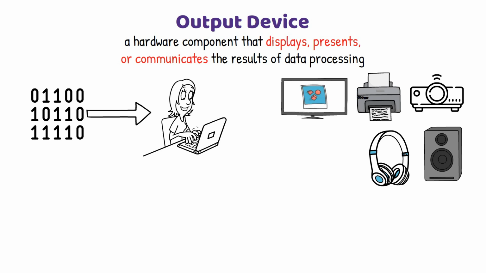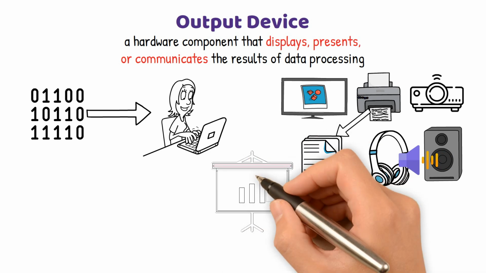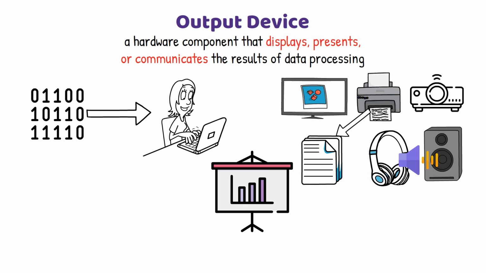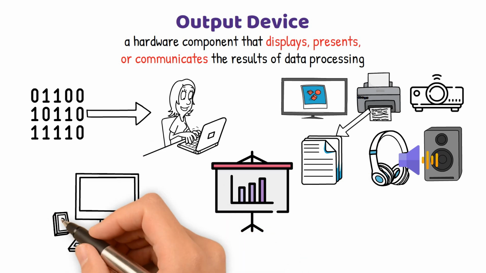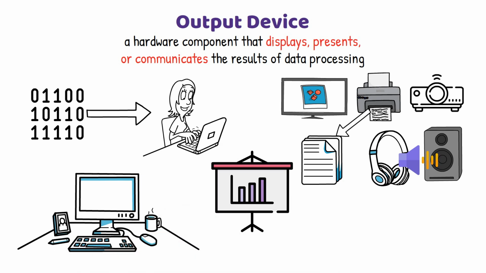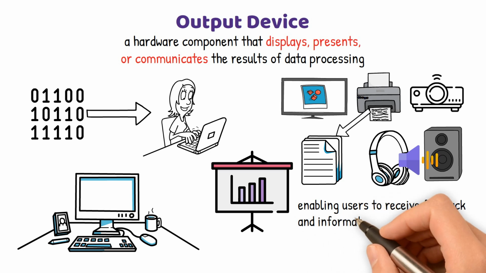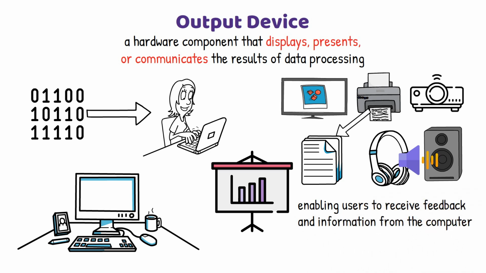For example, a monitor displays visual data as images, graphics, or text on a screen, while a printer produces hard copies of the data on paper. Similarly, speakers and headphones provide audio output, while a data projector projects images or video onto a larger screen or wall. Output devices play an essential role in making computer technology accessible and useful for everyday tasks, enabling users to receive feedback and information from the computer in an understandable and meaningful way.